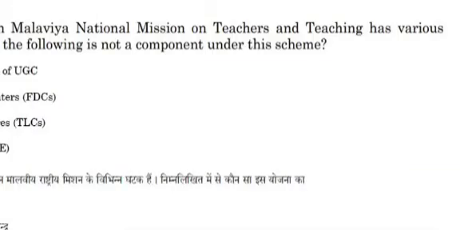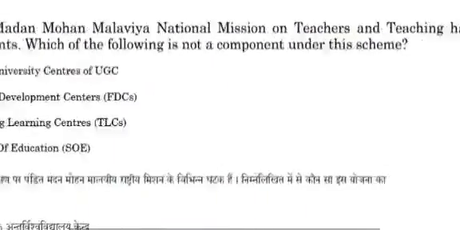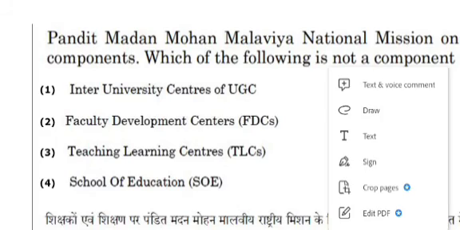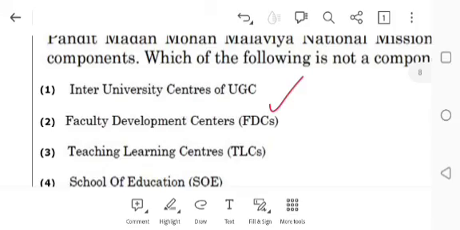The National Mission on Teachers and Teaching has various components. Which of the following is not a component under this scheme? These are the options: Inter-University Centers of UGC, Faculty Development Centers, FDCs, Teaching Learning Centers, TLCs, School of Education, SOE. So our correct answer will be Inter-University Centers of UGC, option A. Okay, done.